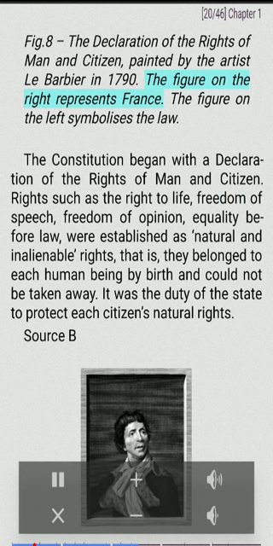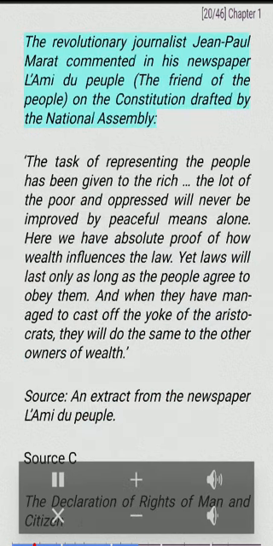Fig. 8. The Declaration of the Rights of Man and Citizen, painted by the artist Le Barbier in 1790. The figure on the right represents France. The figure on the left symbolizes the law. The Constitution began with a declaration of the rights of man and citizen. Rights such as the right to life, freedom of speech, freedom of opinion, and equality before law were established as natural and inalienable rights, that is, they belonged to each human being by birth and could not be taken away. It was the duty of the state to protect each citizen's natural rights.